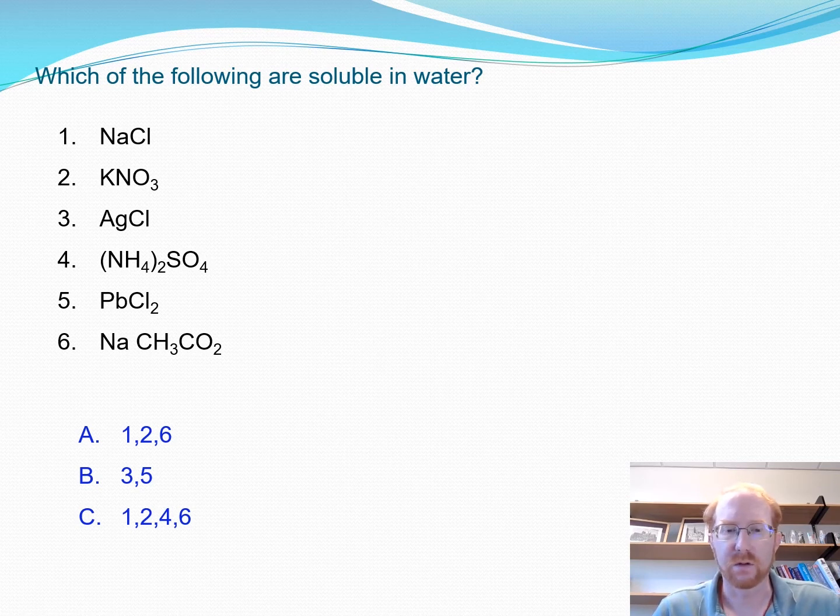All right. So our correct answer is C. So all sodium salts are soluble in water. So in option 2, potassium salts are always soluble in water. Number 4, ammonium salts are always soluble in water. And number 6, that's the acetate ion, and that's also sodium. So that's doubly soluble. So both the sodium and the acetate tell you that this is soluble in water. Right? The silver chloride and the lead chloride are not going to be soluble.